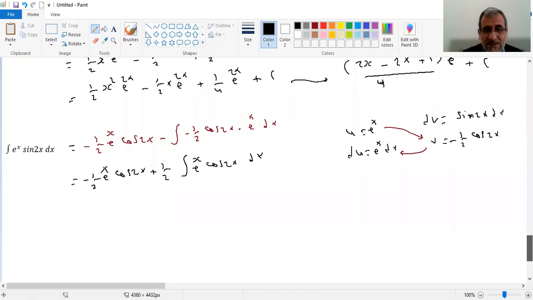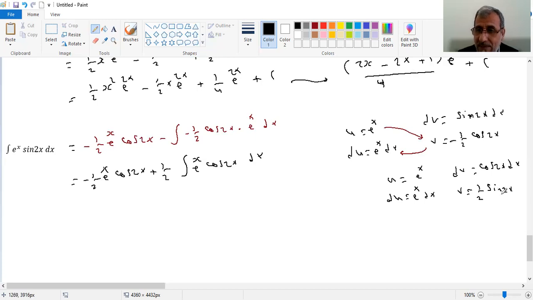We choose u is e^x and dv is cosine 2x dx. So again, we choose u is equal to e^x and dv equal to cosine 2x dx. The derivative of e^x is e^x, the derivative of the power is 1 dx. The integral of dv, the integral of cosine is sine, but you have to multiply by 2, divide by 2, because of this 2x, this will be half sine 2x.